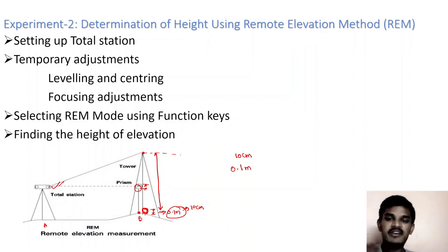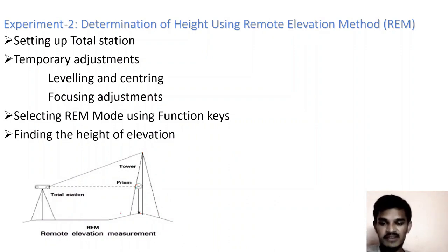So that is how the total station is going to show the exact vertical distance, right? So this is nothing but the remote elevation method. Remote elevation method means we are not physically calculating the vertical distance. We are taking help of a total station to calculate this vertical distance remotely. It means we are not doing it by means of measuring tape or anything. That is why this method is called the remote elevation method, right?